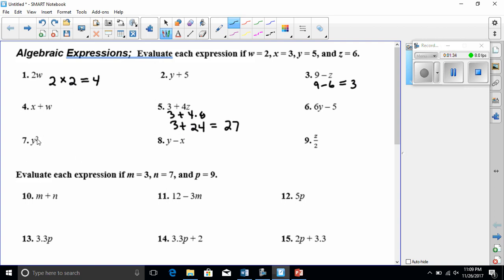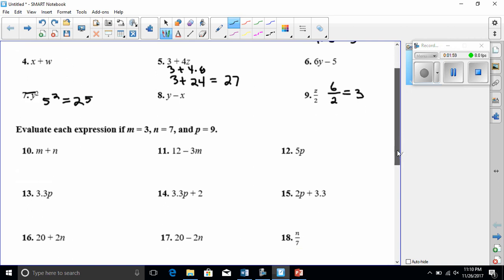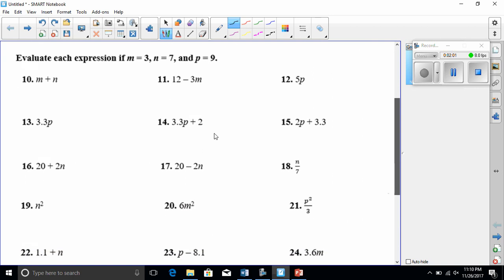Number 7, we have y to the second power. Well, if y is 5, that's really 5 to the second power. And 5 to the second power is 5 times 5, which equals 25. All right, next we have z over 2. Well, if z is 6, that's really 6 over 2. And 6 divided by 2 equals 3. See how we're going through these pretty quick? I expect you guys to be able to do this at home pretty fast yourself.